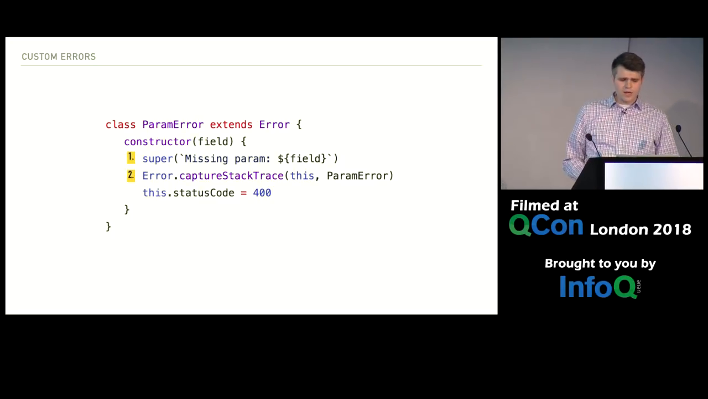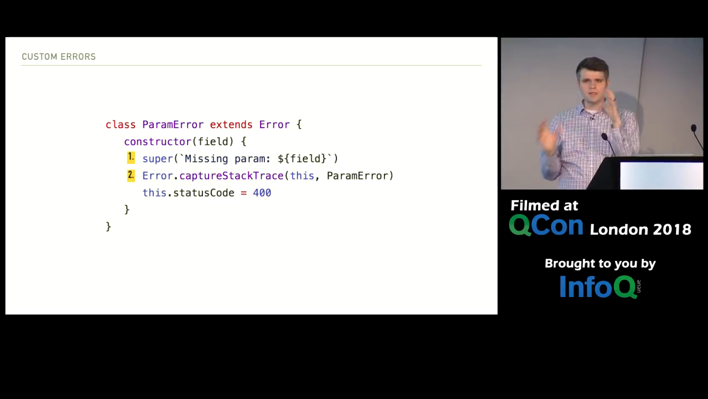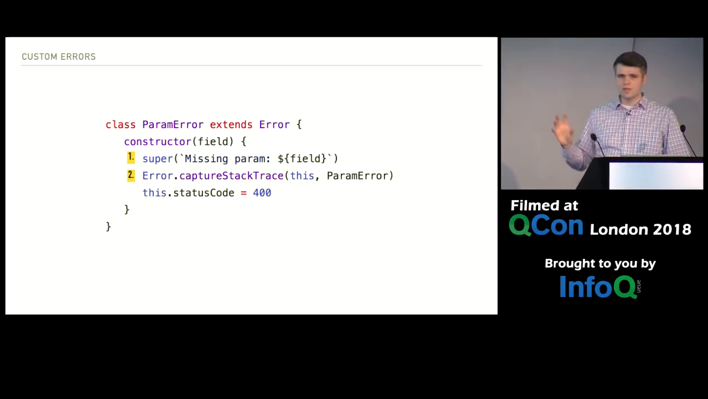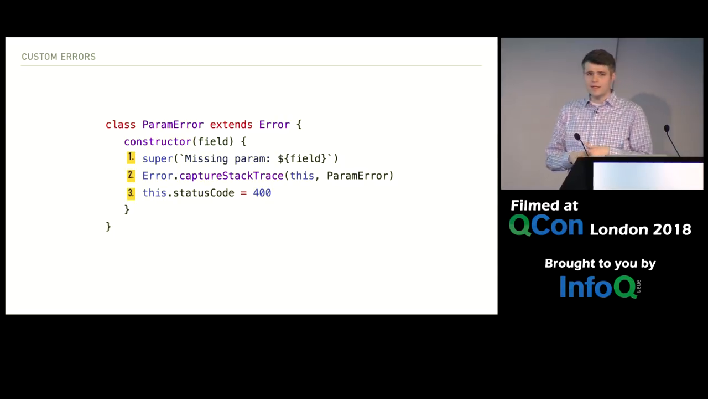The second one, error capture stack trace, is actually not essential, but it'll help us have a slightly cleaner stack trace. Because it already extends error, it's going to have a stack trace anyway, but this will clean it up in some ways. And then let's say we want to add a status code to this.